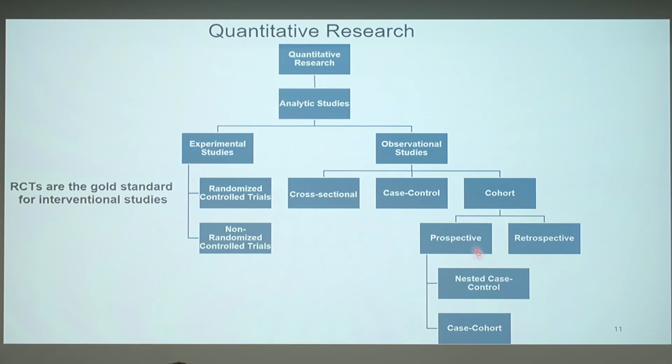And this is just a schematic of the information found on the previous slide. You have the quantitative research as the umbrella, and then the experimental arm with the RCTs and non-RCTs, non-randomized controlled trials, and then the observational arm with all of the different types of studies that I just mentioned previously.